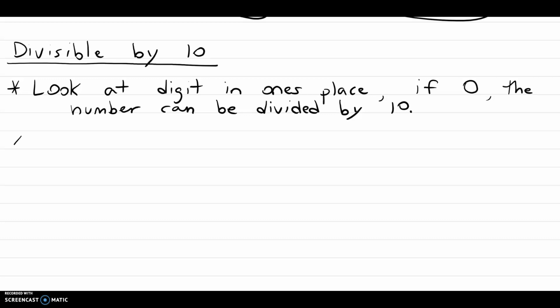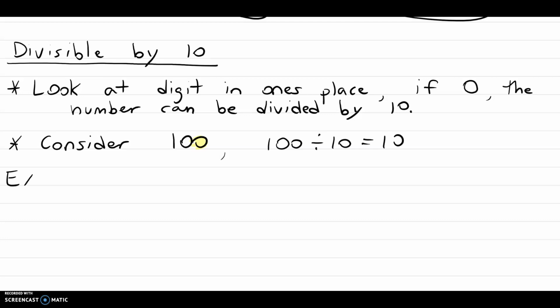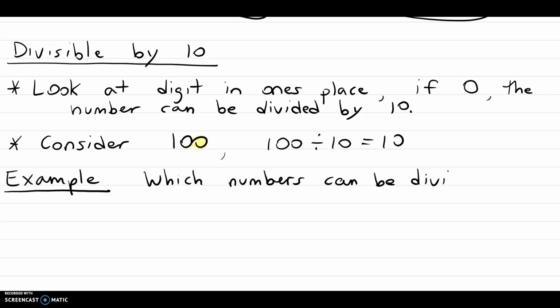So consider 100. 100 ends in 0. So we can do 100 divided by 10, which is 10. So our example, which numbers can be divided by 10?